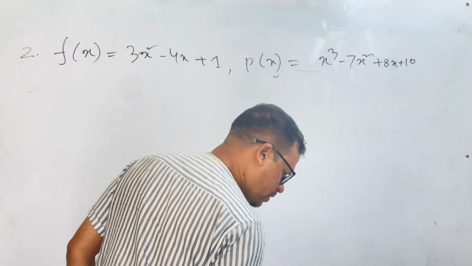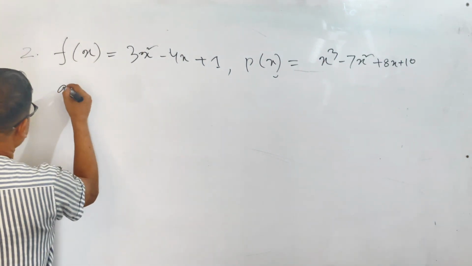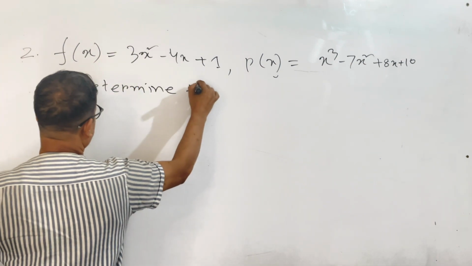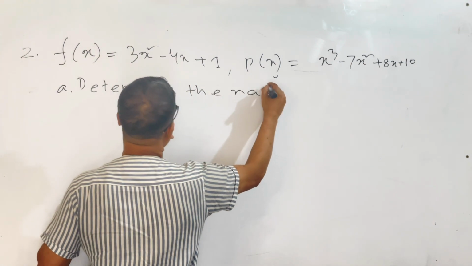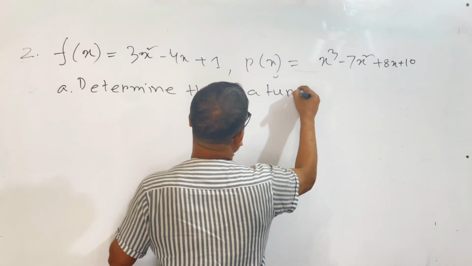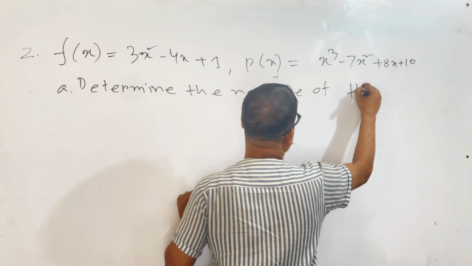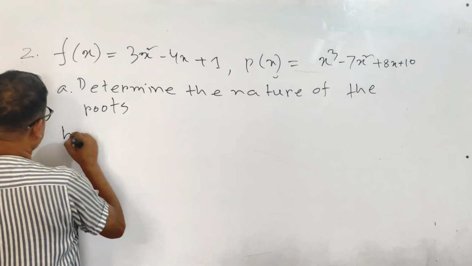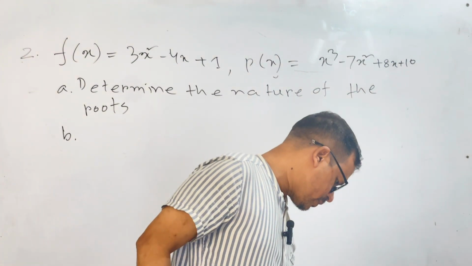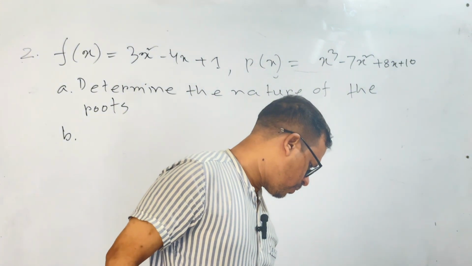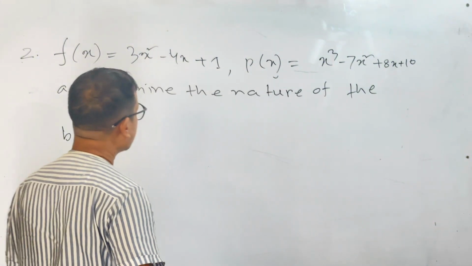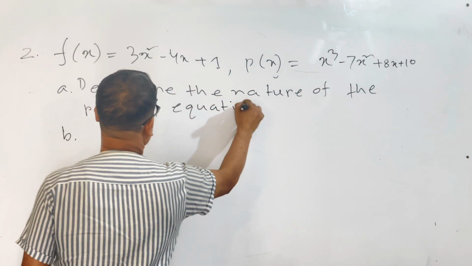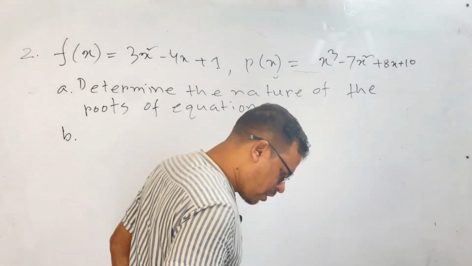Determine the nature of the roots. Question A: determine the nature of the roots. What is B? Nature of the roots of the equation. Which equation? f(x) equal to 0.